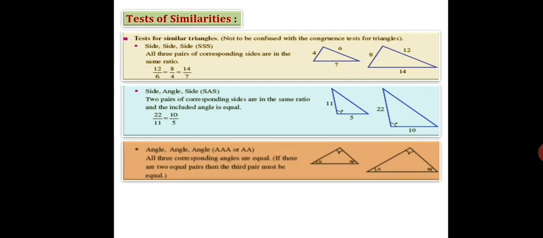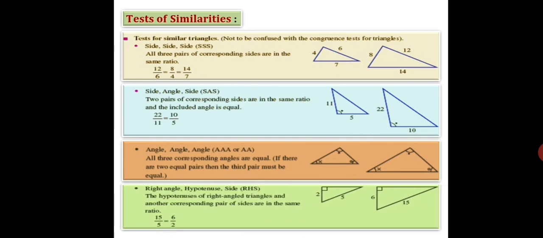Now third is the angle test, or you may say AA test of similarity. All three corresponding angles are equal. If two angle pairs are equal, then the third pair will naturally come equal. Therefore, AAA test, or you could say AA test for this one. The corresponding angles are shown congruent, or of the same measure.